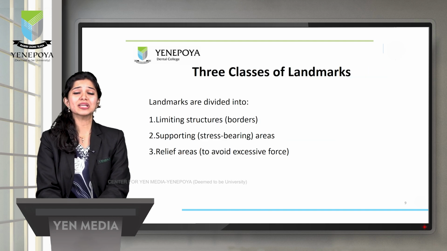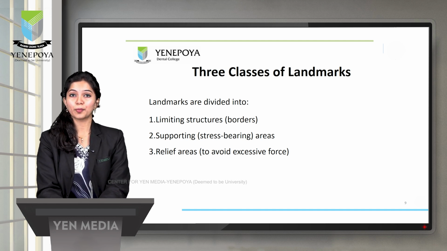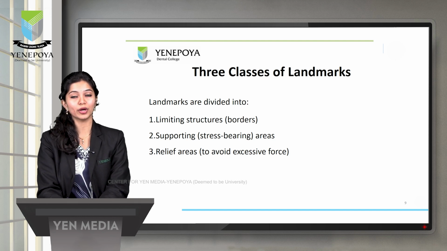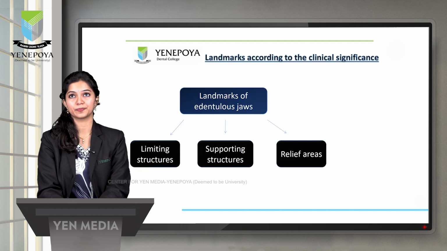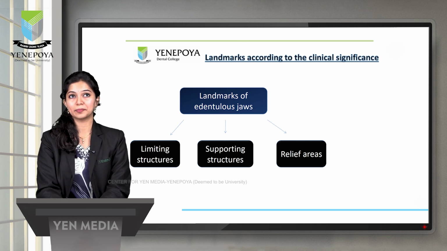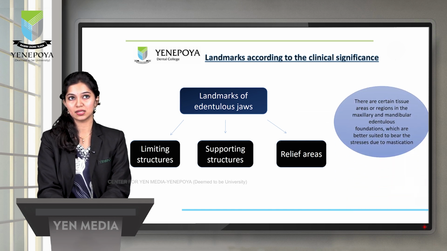So there are three classes of landmarks in the maxilla. You have limiting structures or the limiting borders, supporting structures or the stress bearing areas, and the relief areas, that is to avoid excessive pressure or force. As I told you, there are three sub-classifications of the landmarks of edentulous jaws or the maxilla. Limiting structures are the structures which limit the extension of the maxillary and mandibular complete dentures. They are the border limiting areas.